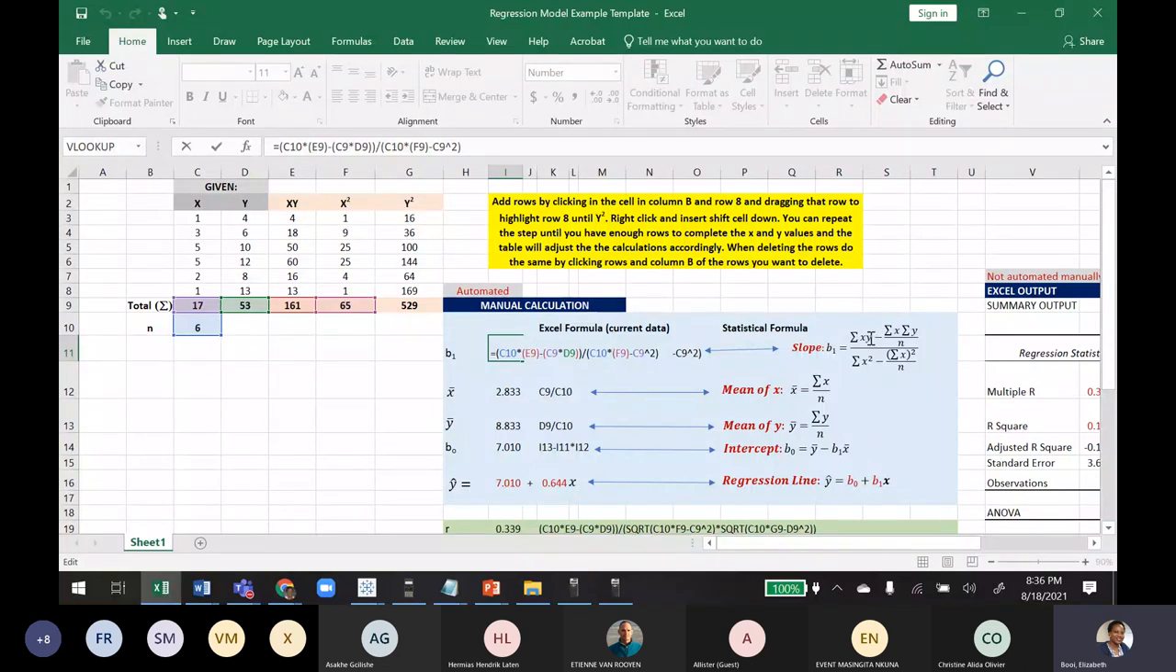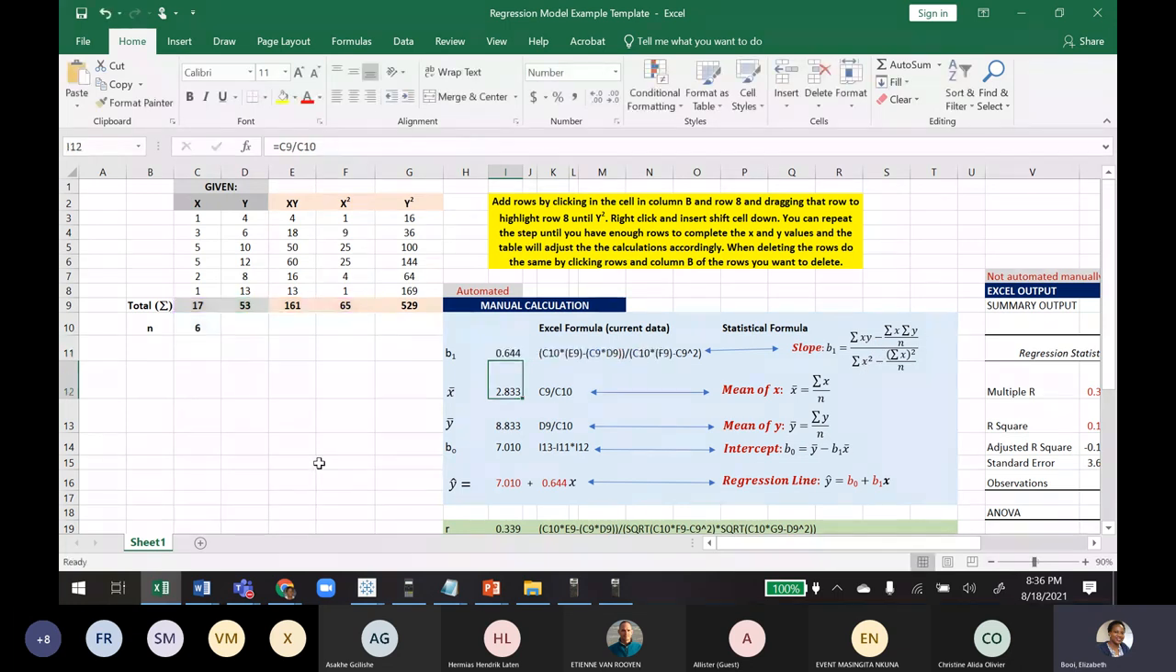So it says the summation of X and Y, multiplying that with an N, minus all those things. So I'm just doing this whole calculation there. Anyway, that's what I am doing there, and it gets the value of 0.644. And then I do the same with the mean of X. The mean of X is just taking the X value divided by how many there are. The mean of Y is also taking the Y value divided by how many there are.